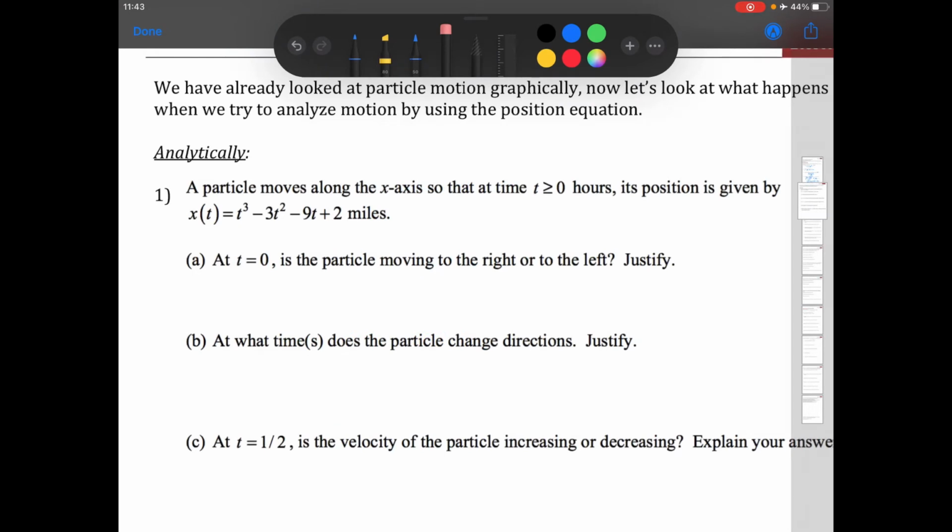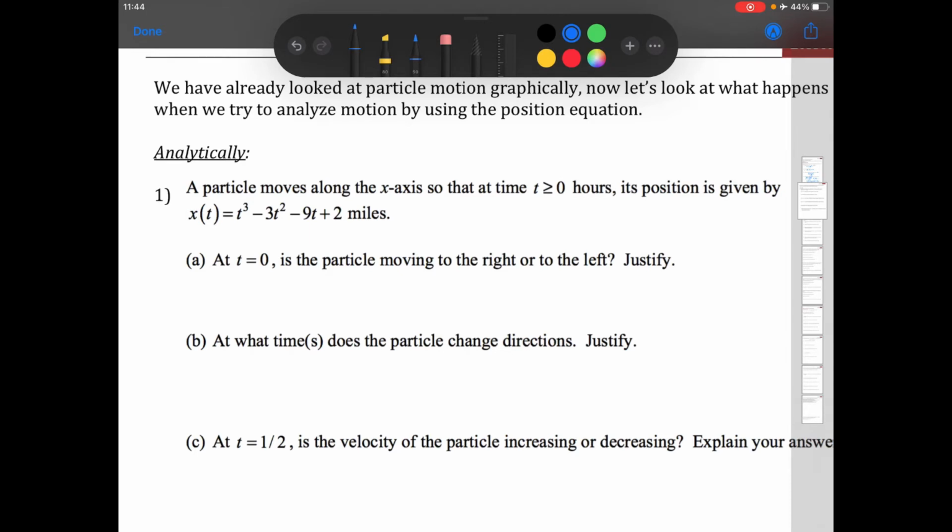We have already looked at particle motion graphically. Now let's look at what happens when we try to analyze motion by using the position equation. So our position equations are given to us and we want to answer the questions based on the knowledge we have and the relationships we know.